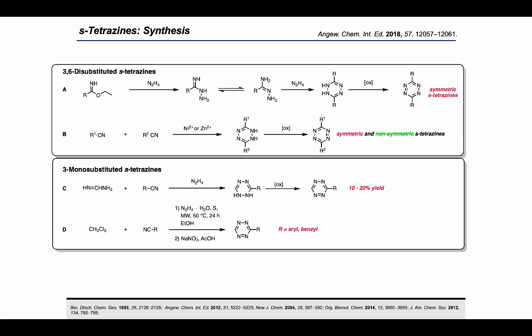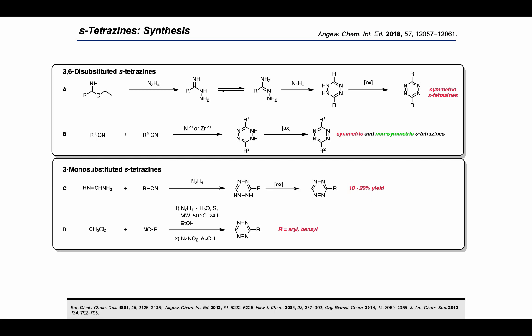Tetrazines were firstly synthesized by using imidoesters and hydrazine to form symmetric S-tetrazines. This methodology was then improved to also accept nitriles under divalent nickel or zinc catalysis to synthesize symmetric and non-symmetric S-tetrazines. 3-monosubstituted S-tetrazines are far more difficult to synthesize, and the only general method is using formamidine and a nitrile and also hydrazine to synthesize 3-monosubstituted S-tetrazines in 10 to 20% yield. Recently it was showcased that you can also replace this formamidine by dichloromethane to obtain aryl and benzyl substituted 3-monosubstituted tetrazines.